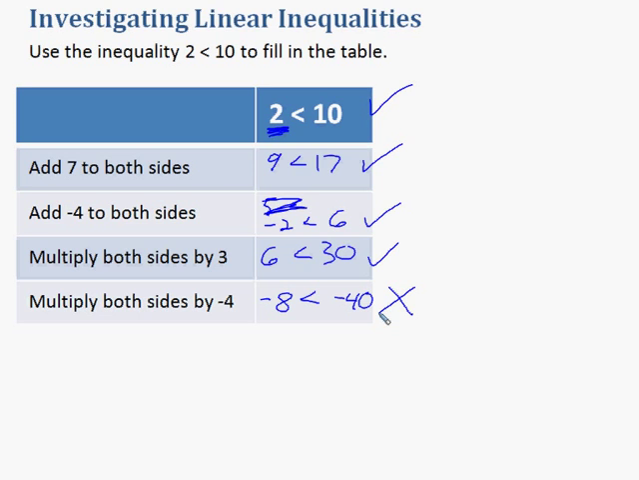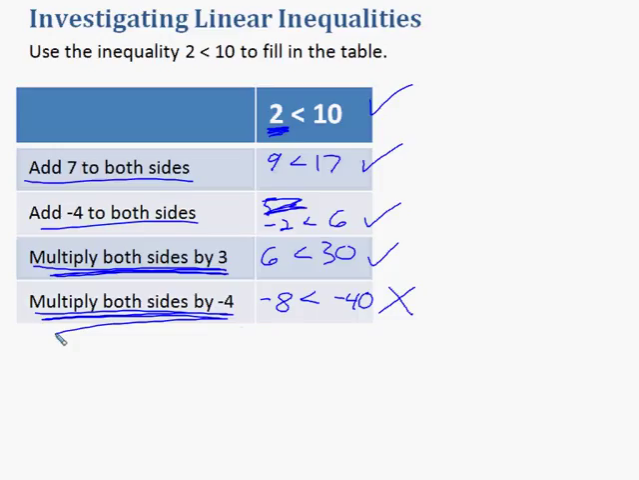And so what hopefully we can realize here or remember from before is that you can add or subtract anything from both sides of an inequality, and the inequality still stays true. You can multiply or divide both sides by a positive and the inequality remains true. But if you multiply or divide both sides by a negative, you must switch the inequality sign to make the inequality true. So when multiplying both sides by negative 4, we would have negative 8 and negative 40, but we would have had to realize we have to switch the sign.